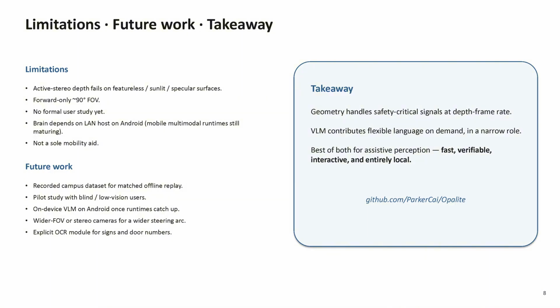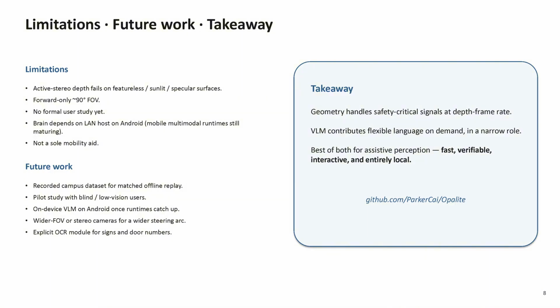Quick note on what doesn't work yet here. The active stereo depth has failure cases. It doesn't work on featureless walls, direct sunlight, glass with reflections, or reflective surfaces. When the depth dies, the system just says insufficient data instead of giving the wrong guidance. But the user does not lose feedback in those moments.